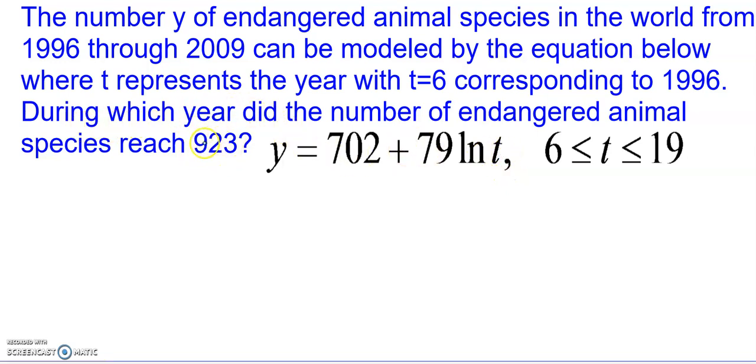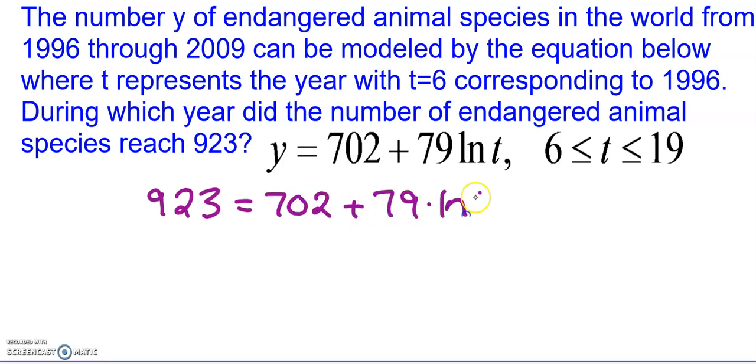So this 923 is representing the number of endangered animal species, so that's got to go in for y. So let's start by replacing y with 923. Okay, so now this is just an equation we can solve. So why don't you guys go ahead, put me on pause, and solve for t.